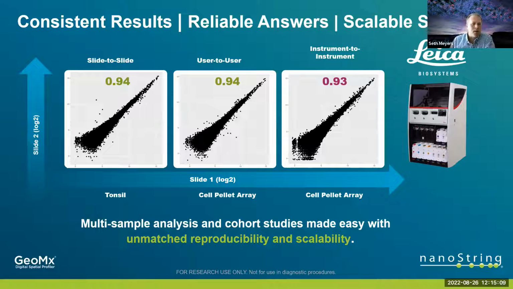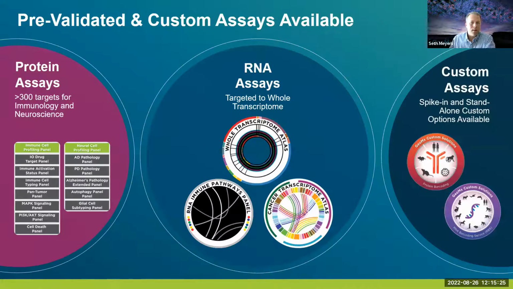Here you can look at the concordance we have between a variety of different sample types, gaining great reproducibility from that. So you're not losing any of the reproducibility as you scale up with the samples that you're working with within a given run.